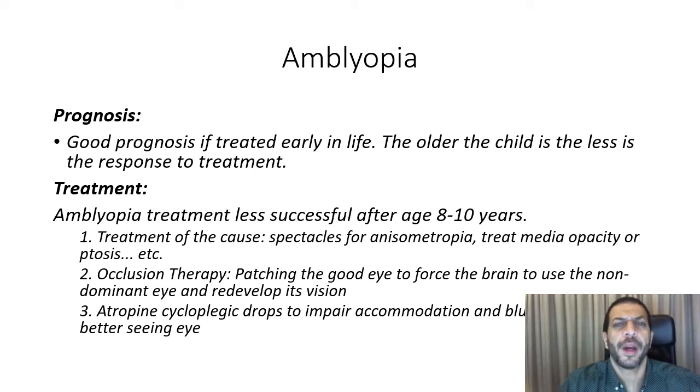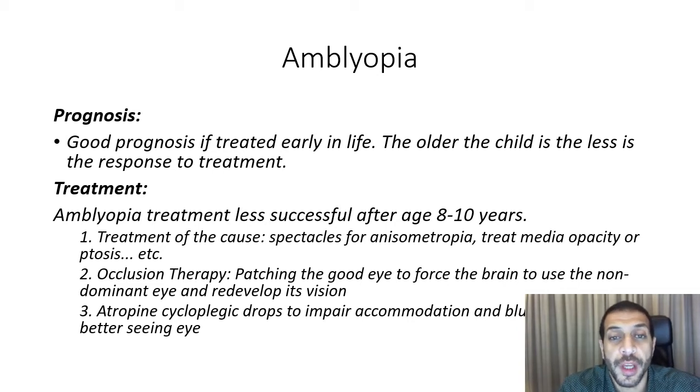So how to treat amblyopia? Number one, once you find amblyopia, you should treat it in the child as early as possible. You have to treat the cause. If there is anisometropia, treat it by glasses. If there is a cataract, remove it. If there is a media opacity, handle it. Number 2, you have to try to push the child to use the amblyopic eye more than the non-amblyopic eye. The most common is using occlusion therapy. Occlusion therapy is patching the normal eye. So you just put a patch on the normal eye a few hours every day to force the child to use the other eye, which is amblyopic. The other option is using atropine cycloplegic eye drops.